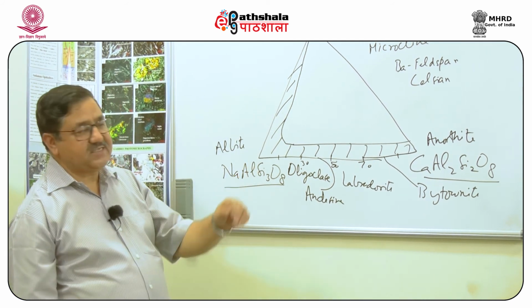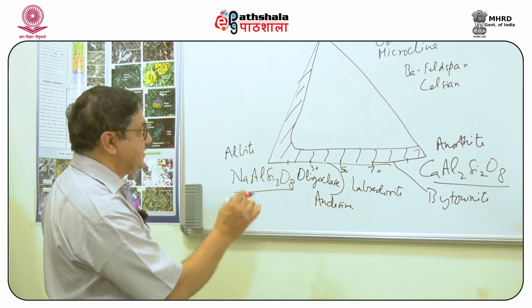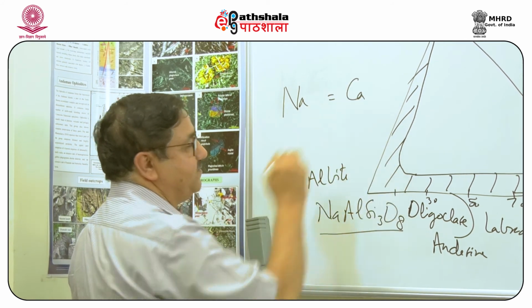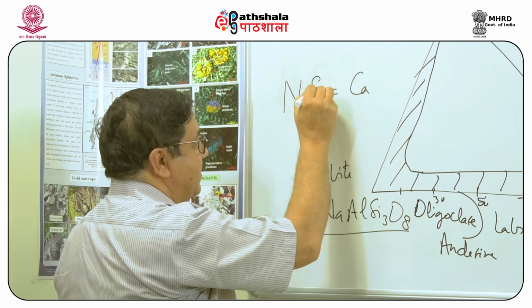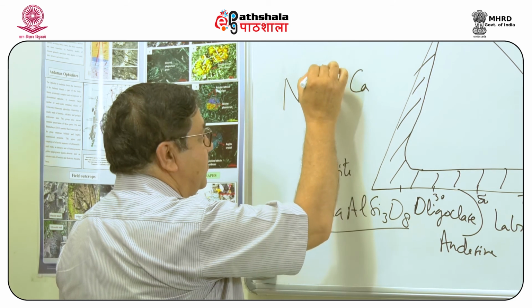So, therefore, when this substitution takes place, there is a coupled substitution of this nature, that is a sodium replaced by calcium, since there is one positive charge. So, here we have silicon on this side which has 4 positive charge.